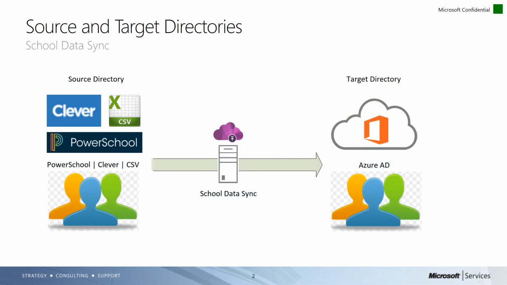So SDS synchronizes both student and teacher identity information. The source directory for sync can either be PowerSchool, Clever, or CSV files, and the target directory is always Azure Active Directory. In order to synchronize identities from source to target, though, we either need to tell SDS to create new users in Azure that match the source identity, or we can synchronize with existing users by matching the source identity to the target identity.